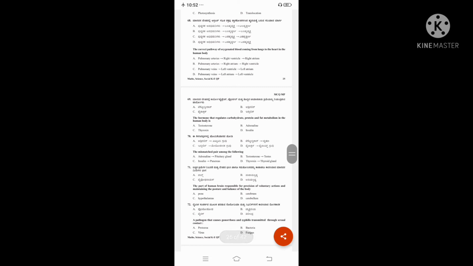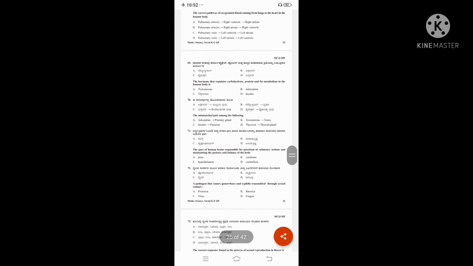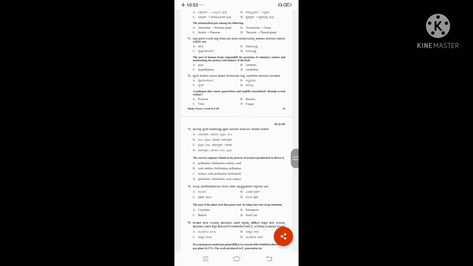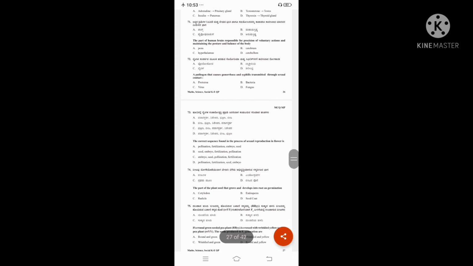So next, the correct pathway of oxygenated blood coming from the lungs to the heart in the human body is pulmonary veins, left atrium, left ventricle. The hormone that regulates carbohydrate, protein and fat metabolism in the human body, this I have taught you, is thyroxine. Next, the mismatched pair among the following: adrenaline, adrenal gland. Option A is wrong. Insulin, testosterone, thyroxine are correct, children. So option A is the mismatched pair.